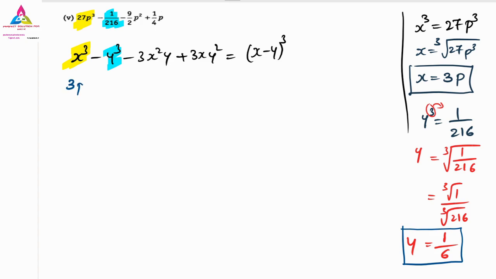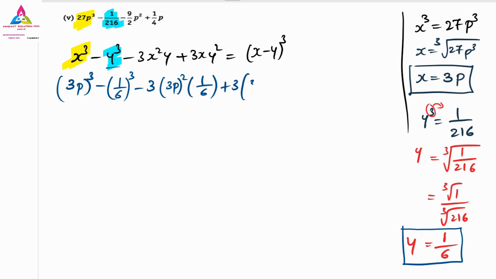So the x value is 3p the whole cube, minus y value: 1 by 6 the whole cube, minus 3 into x value, 3p the whole square, into y, that is 1 by 6, plus 3 into x value 3p, into y value 1 by 6 the whole square, that equals x minus y, where x is 3p and y is 1 by 6, the whole cube. So this is our final answer, and we can write it down at the end.